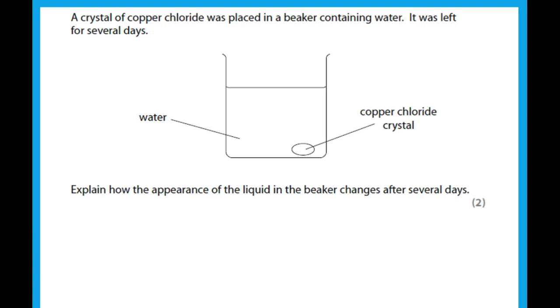So, copper chloride, if you don't know, you should know that copper is a transition metal. A compound of a transition metal is colored. So, copper chloride crystal actually has a green color. So what would happen to the water when you put a crystal of copper chloride at the bottom of the beaker? You should realize that the color will spread throughout the liquid by diffusion.